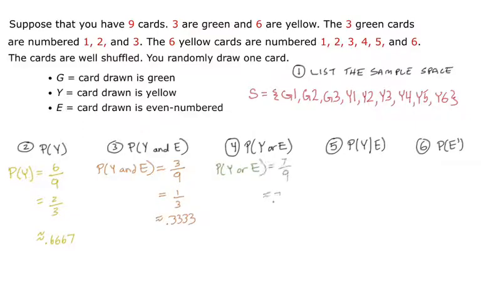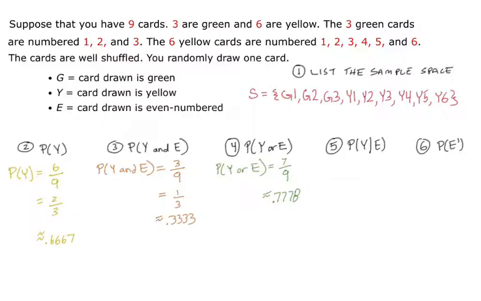And now the OR case, so as long as it's in one or the other, so yellow or even, so that means we're going to have all of these yellows here, and then that it's even, so that's going to end up giving us 1 more here. So because it's either or, so green or yellow. So that gives us 7 out of the 9.